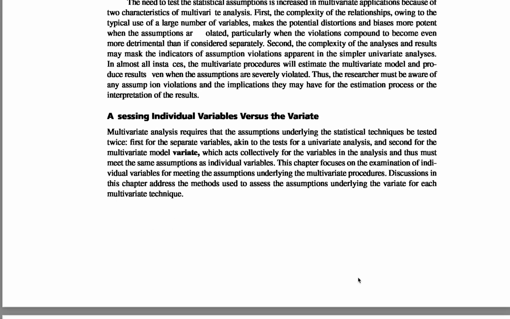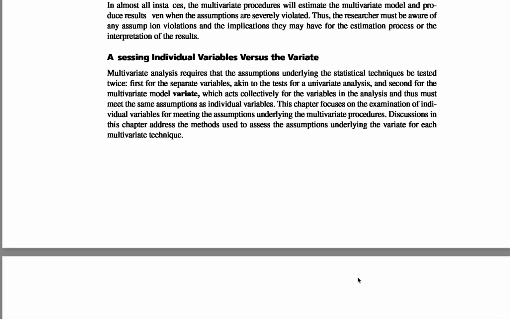Assessing individual variables versus the variate. Multivariate analysis requires that the assumptions underlying the statistical technique be tested twice. First for the separate variables, akin to the tests for univariate analysis, and second for the multivariate model variate, which acts collectively for the variables in the analysis and thus must meet the same assumptions as individual variables. This chapter focuses on examining individual variables for meeting the assumptions underlying the multivariate procedures. Discussion in the chapter addresses the methods used to assess the assumptions underlying univariate and each of the multivariate techniques.